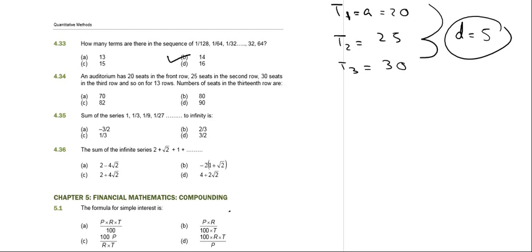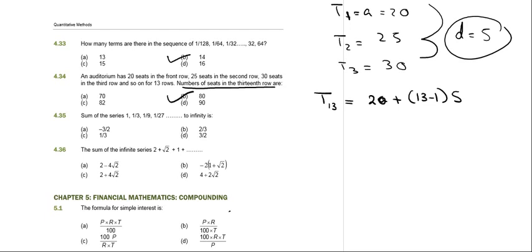Number of seats in the 13th row. So we have to find T13, which will equal a plus n minus 1, or 13 minus 1, d. 13 minus 1 is 12. 12 into 5 is 60, and 60 plus 20 is 80. Therefore our answer to 4.34 is 80.